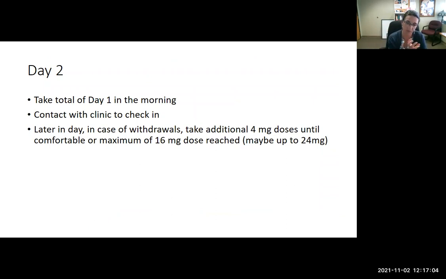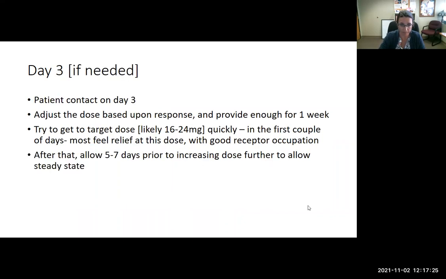You tell it to take the total dose in the morning on day 2. Be in touch with the clinic to check in. And then later in the day, if they haven't on day 1 gotten to that maximum dose, if they're feeling withdrawal on day 2, they can take additional 4 milligram doses until they reach up to 16. And I've added up to 24 because certainly that may be necessary. Basically, our goal, right, is we want to get them comfortable as quick as possible and avoid the risk of feeling like they need to use.